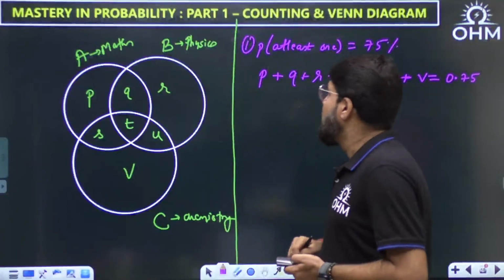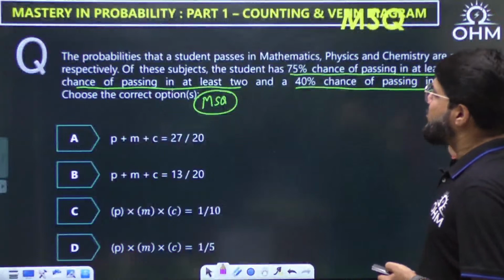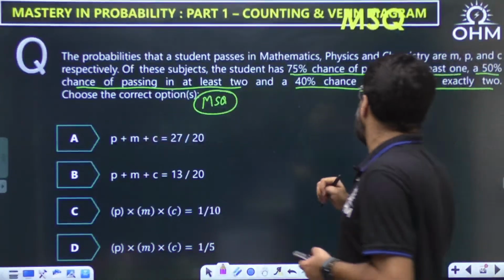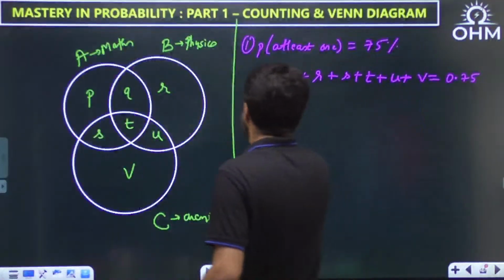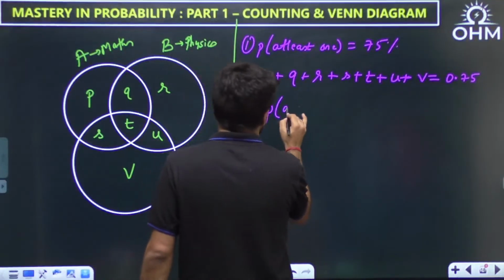Now, the second statement: there is a 50% chance of passing in at least 2. Let us write this down separately. Probability of passing in at least 2.